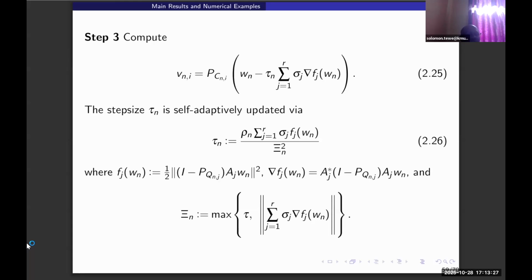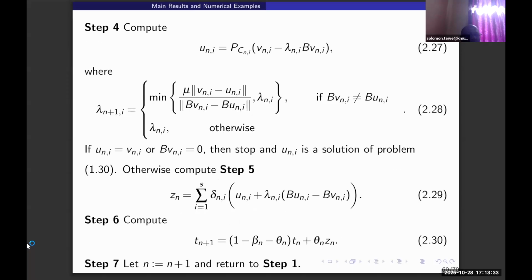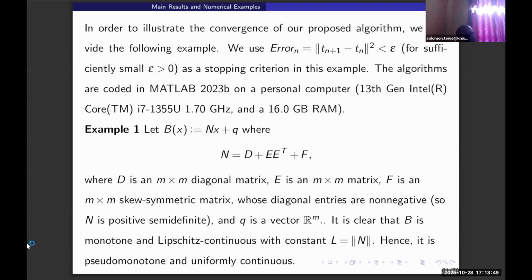So the first part helps us to solve the variational inequality, and later we have algorithms which help us to solve the multiple set split feasibility problem with multiple output sets. So this is another very important result in my understanding. There are different conditions we consider.